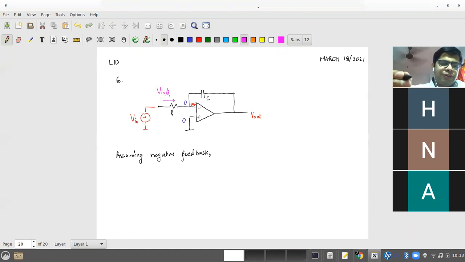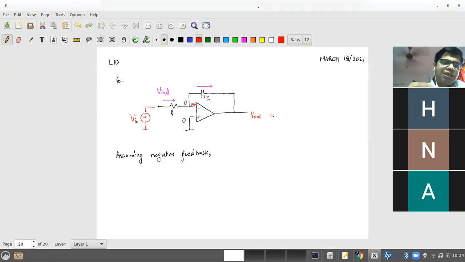Where will that current flow? Ashwin? Through the capacitor, correct. So if that current flows through the capacitor, what would V out be? This is 0 and you have the same current flowing through the capacitor. C dV by dt. How can the voltage be C dV by dt? No, sir, current. Okay.